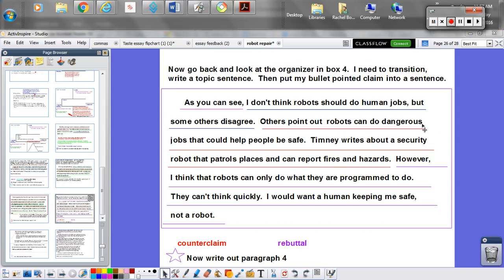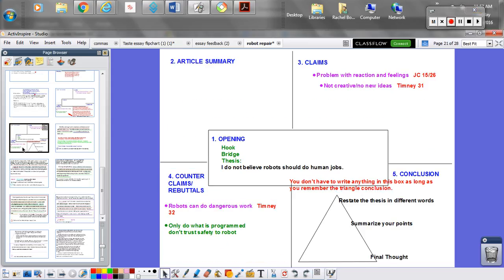I had to pause there for a minute, so let me regroup. So we did our transition, we did our topic sentence, and we mentioned the counterclaim. And again, I was showing you where that information came from because it is on your organizer, and you got this information from the text.